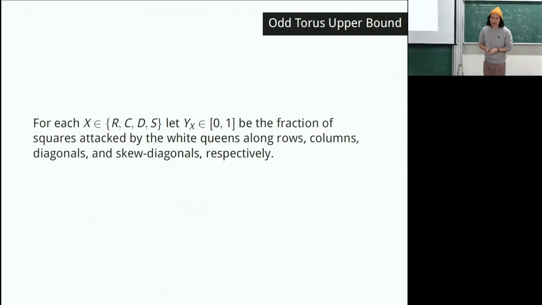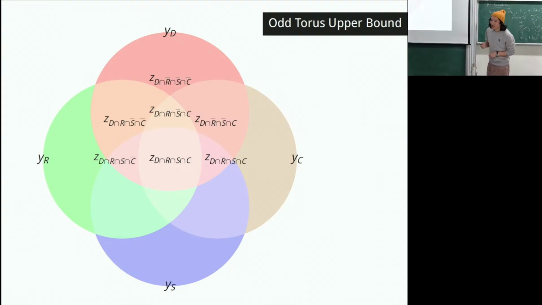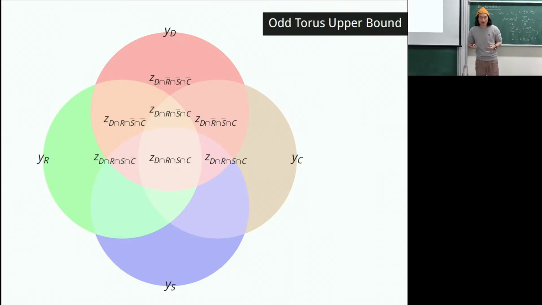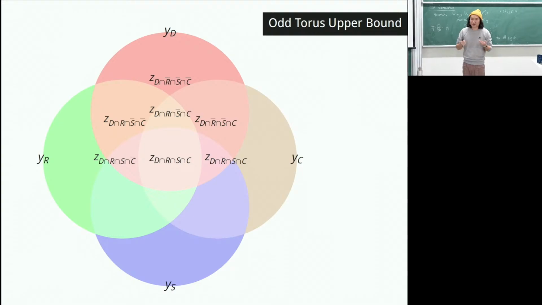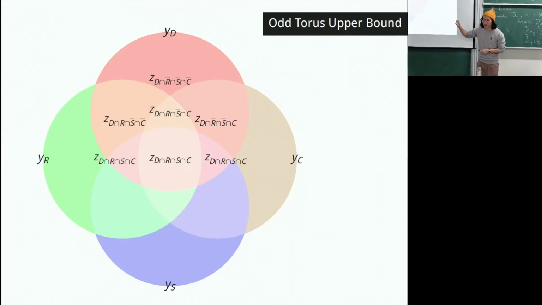That's actually pretty easy to compute. It's just the fraction of rows, for example. So if you cover half the rows, you attack half the squares. Okay, so those are the variables. We have this Venn diagram, sort of a Venn diagram nonlinear program. We have blobs for columns, rows, diagonals, skew diagonals. And we'll also have variables for every region of this Venn diagram.